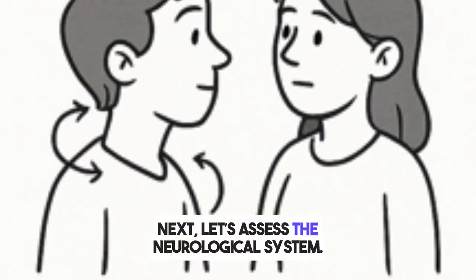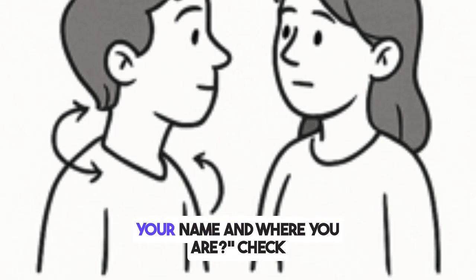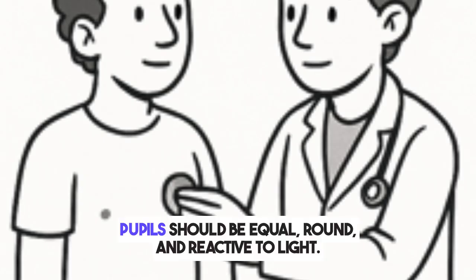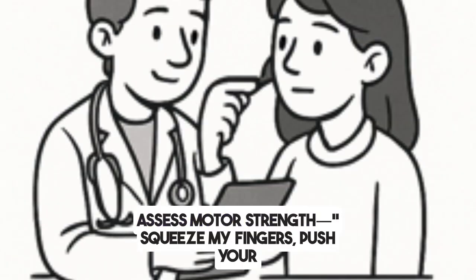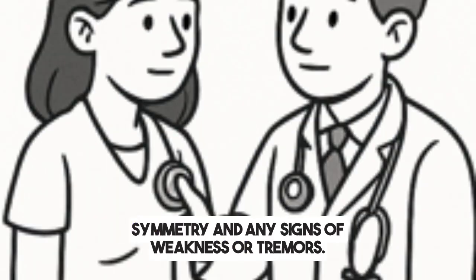Next, let's assess the neurological system. Ask simple questions. Can you tell me your name and where you are? Check their level of consciousness and pupil response. Pupils should be equal, round, and reactive to light. Assess motor strength. Squeeze my fingers, push your feet down. Now pull them up. Look for symmetry and any signs of weakness or tremors.